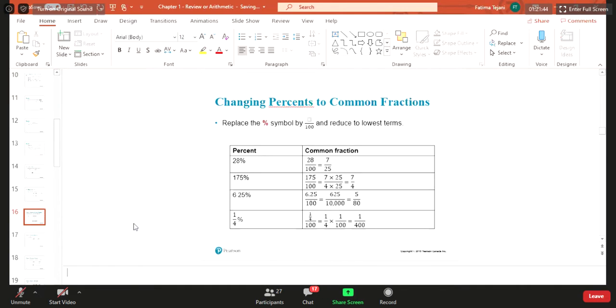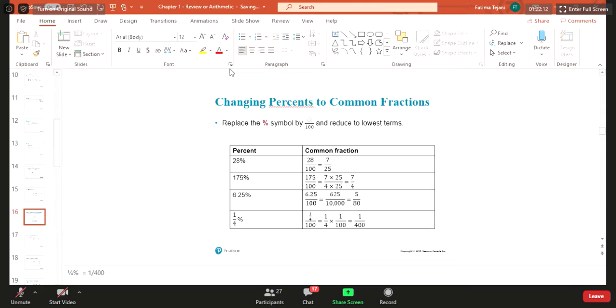Guys, 1 divided by 4 percentage. How do you calculate that? I am not taking the answer out, because if you see 1 divided by 4 percentage, it's ideally 1 by 400, right? It's simple. 1 divided by 4 percentage is 1 divided by 400 because it's divided by 100, right? So that's the way you calculate it.